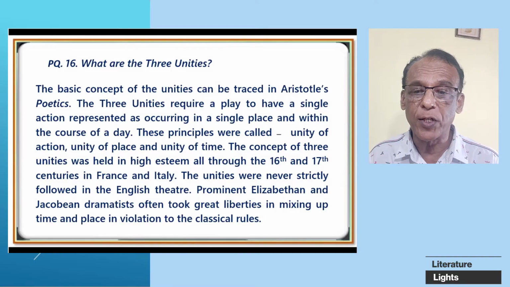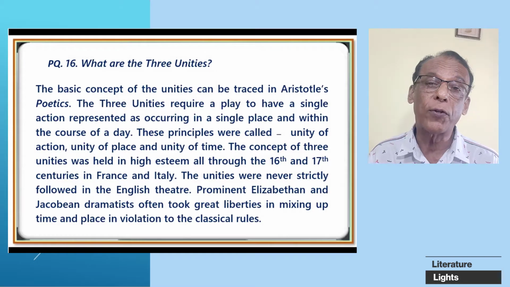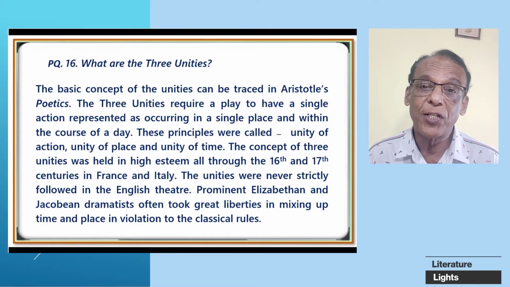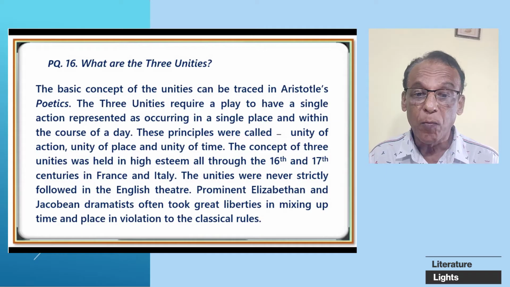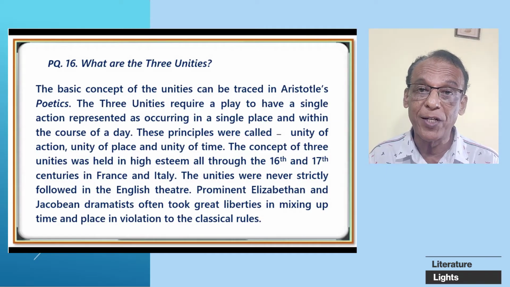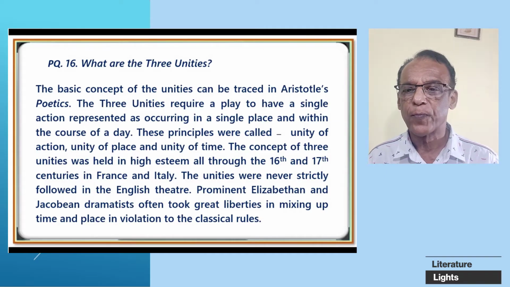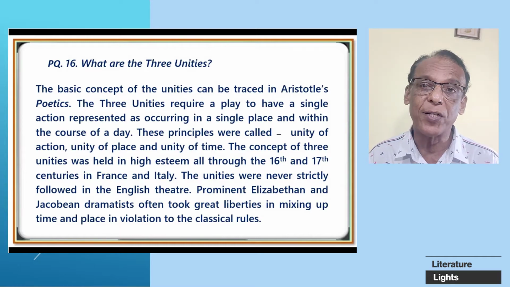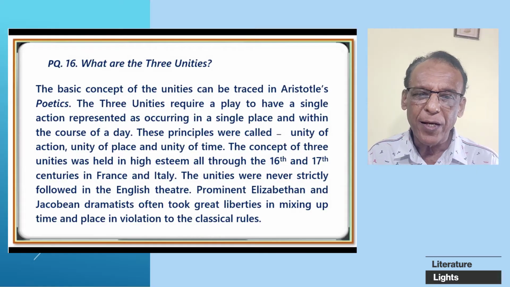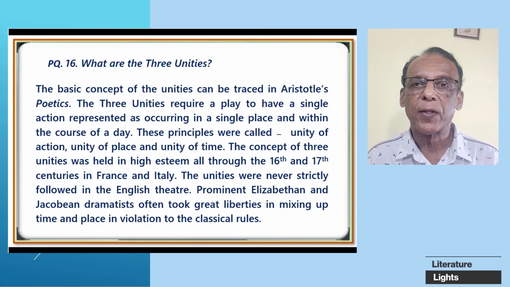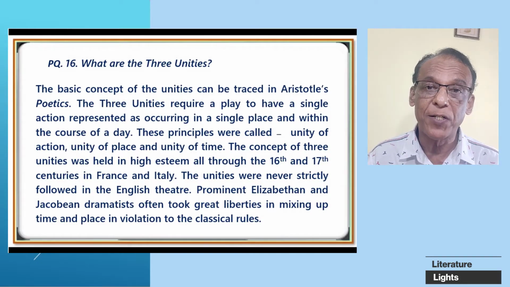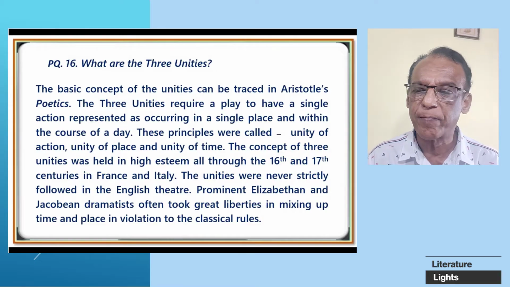The concept of 3 unities was held in high esteem all through the 16th and the 17th centuries in France and Italy. The unities were never strictly followed in the English theatre. Prominent Elizabethan and Jacobean dramatists, including William Shakespeare, often took great liberties. They paid little attention to the 3 unities in mixing up time and place, in violation of the classical rules. They were experts in violating the classical rules, the 3 unities.